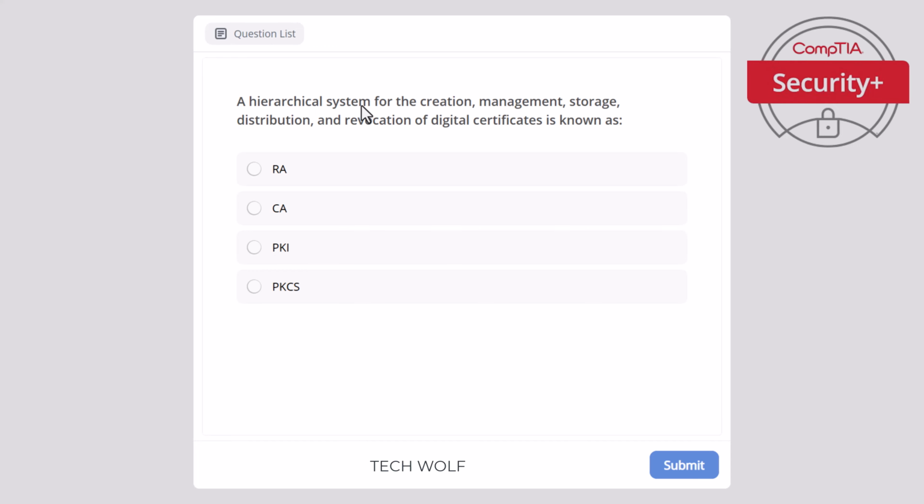A hierarchical system for the creation, management, storage, distribution, and revocation of digital certificates is known as RA, CA, PKI, or PKCS. And here the correct answer is PKI.